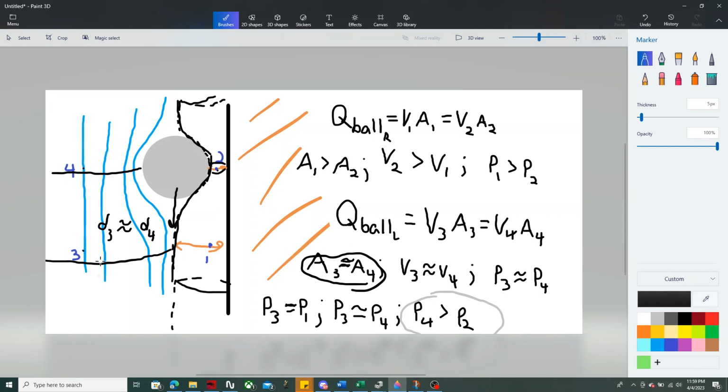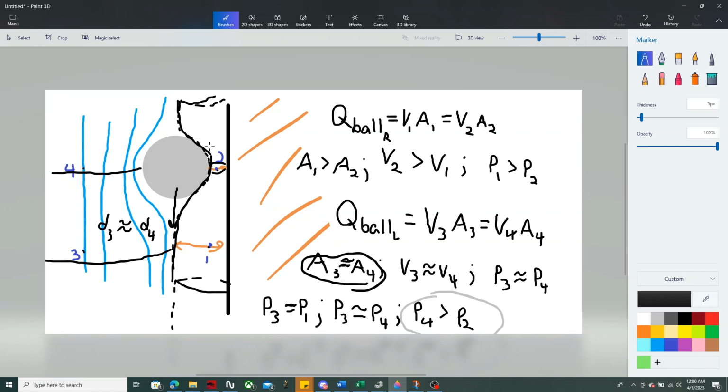So that means the velocities at these points are basically the same, so the pressures at these points are basically the same. So P1 and P3, we'll say they're roughly the same because they're at the same level, right? This is before the ball interacts with the fluid. So P1 and P3 will have similar pressures. P3 and P4, we again stated that those pressures are the same.